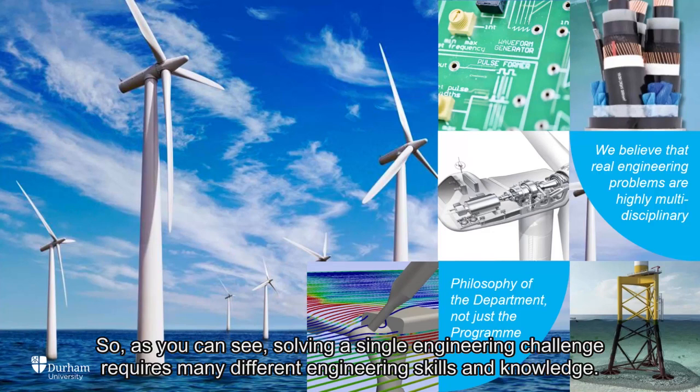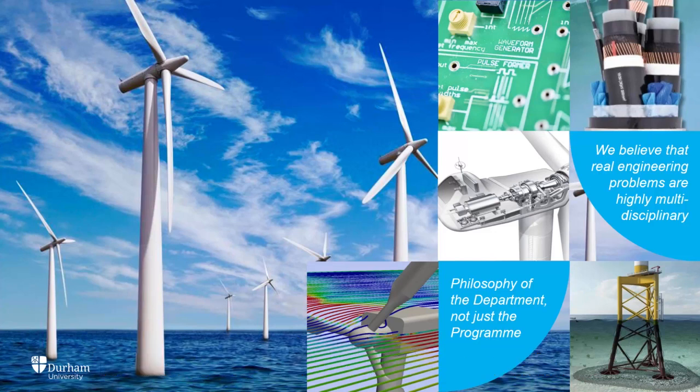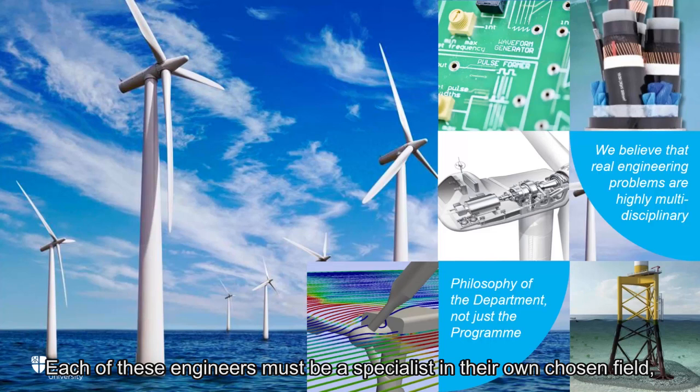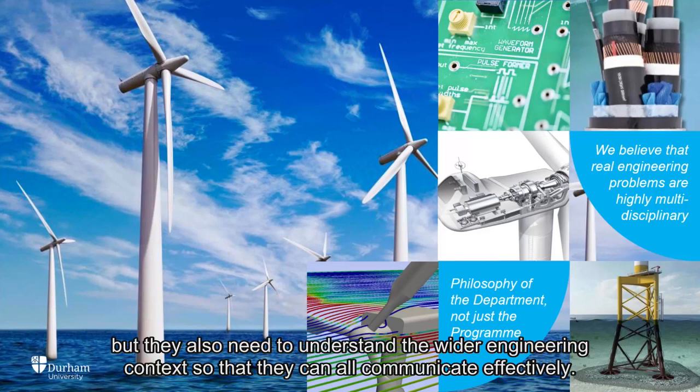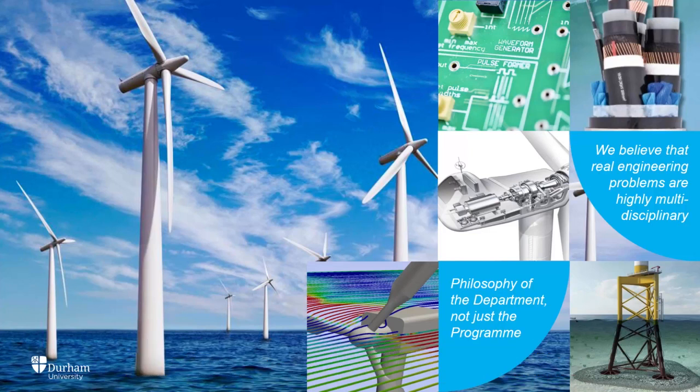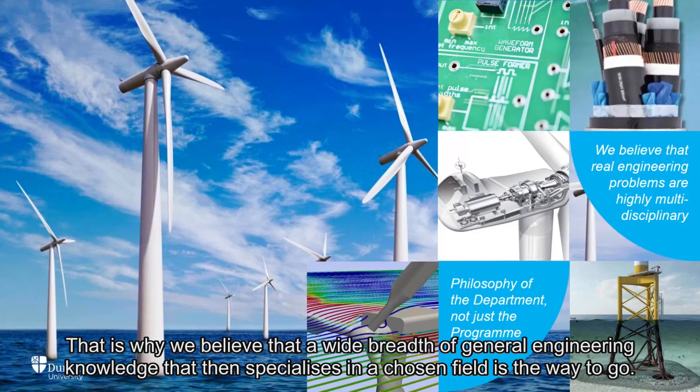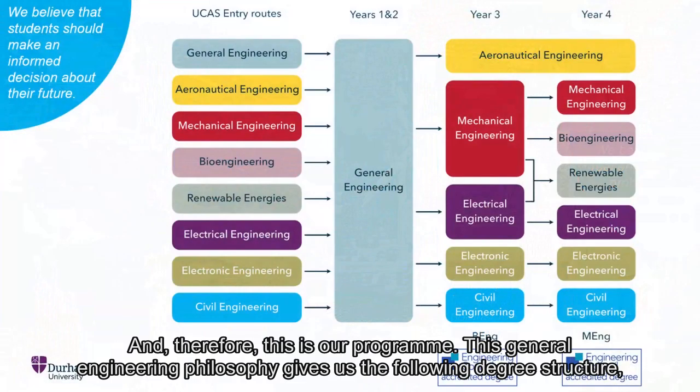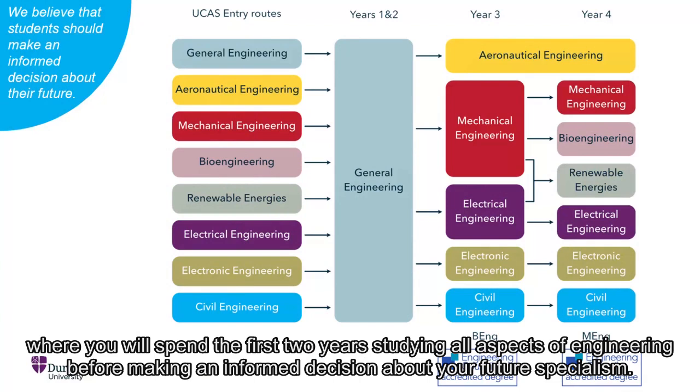So as you can see, solving a single engineering challenge requires many different engineering skills and knowledge. Each of these engineers must be a specialist in their own chosen field, but they also need to understand the wider engineering context so that they can all communicate effectively. That is why we believe that a wide breadth of general engineering knowledge that then specializes in a chosen field is the way to go. And therefore, this is our program. This general engineering philosophy gives us the following degree structure, where you will spend the first 2 years studying all aspects of engineering before making an informed decision about your future specialism.